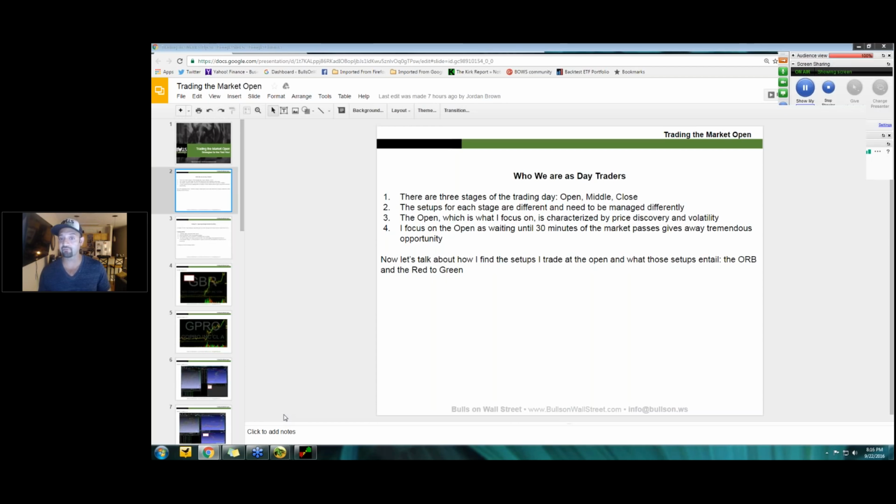The open, which is what I focus on, is characterized by price discovery and price volatility, meaning stocks pop out of the gate all the time. The first couple candles, they pop out of the gate. That's what they do. That's where you're discovering where your equilibrium is, where the supply and demand are starting to meet. But you don't really know where it's going to go. So that's the phase of the day where you get that excitement level.